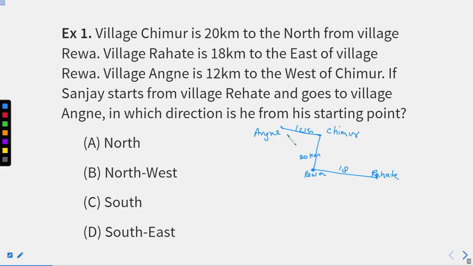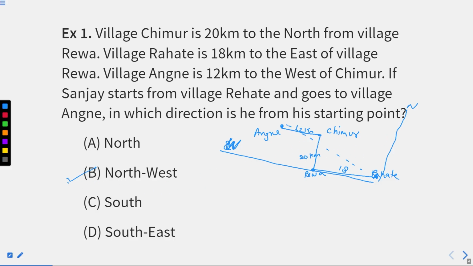In which direction is he from the starting position? So, my friend, initially he started from this direction, right? From Rahate. And if we consider from Rahate, we make a line here, and we make another line this way. So this is our north, this is our west, not east, right? So in which direction is village Angani? This is in this direction, that is northwest direction.